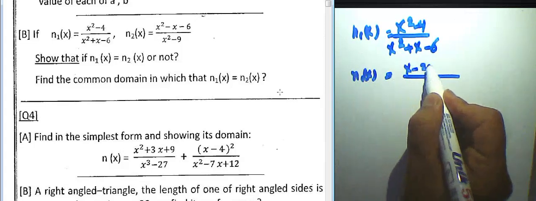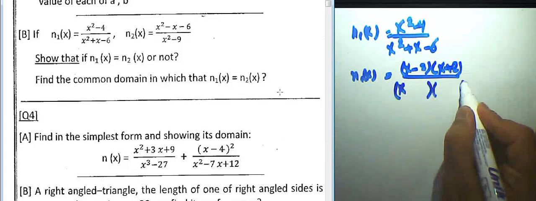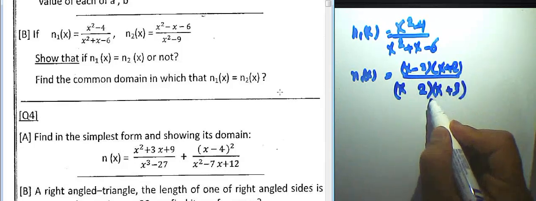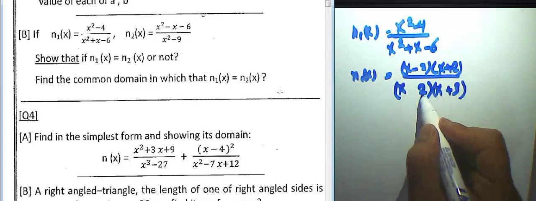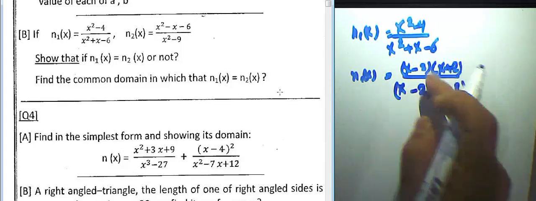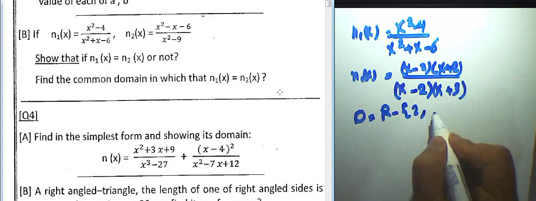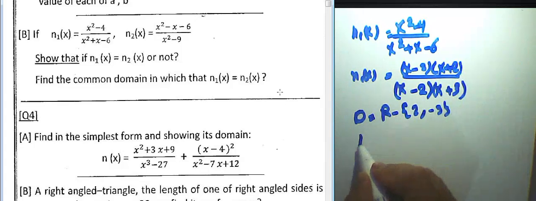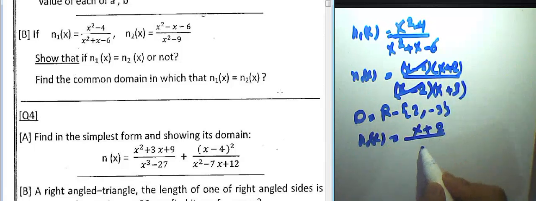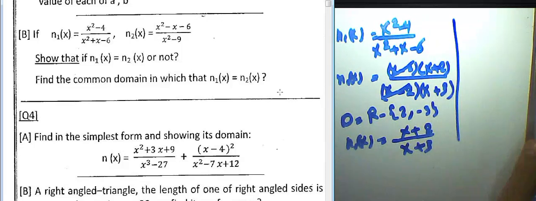You can write (x - 2)(x + 2) over x times x, and 2 times 3, the greatest like the median term here, and this number will be the smallest, negative, the sign here. We can write the domain as R minus the set {0, 2, -3}, and simplest form of n1(x): cancel this with the other, it's (x + 2)/(x + 3).